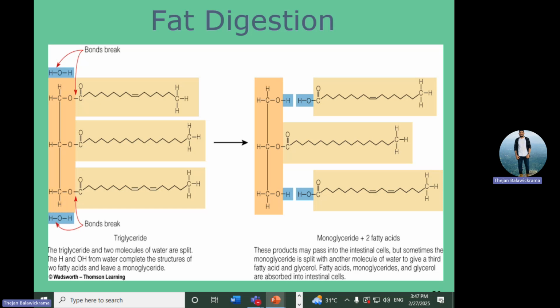All right. Then since we have three bonds, I said complete hydrolysis. That means all the three bonds should be broken. Well, then CH2, CH, CH2, O, O, C double bond O, CH2, CH3. There are three of them.